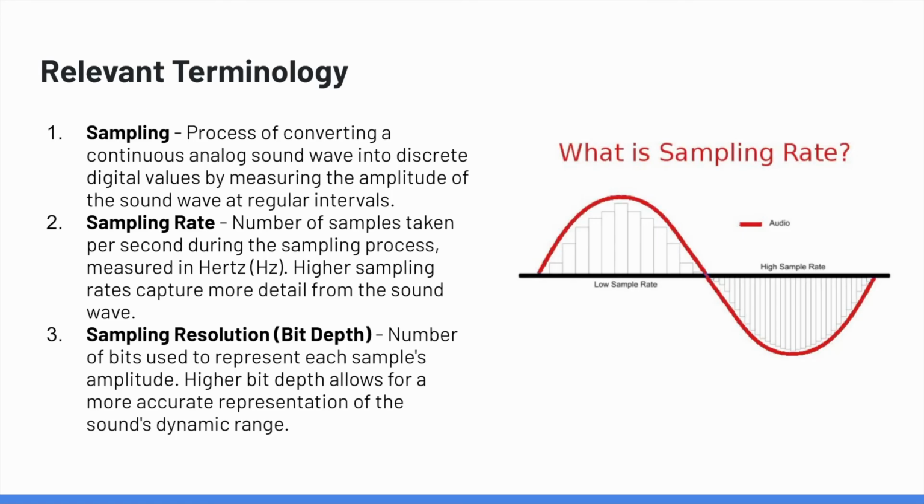Now the first is sampling, and this is the process of converting an analog signal, like something we're hearing in nature, so just sound out in the open, into discrete digital values. This is the process by which we're taking samples at a given point and recording the amplitude there. I talked about notes and sound, but amplitude is really just the height of that particular sound wave.